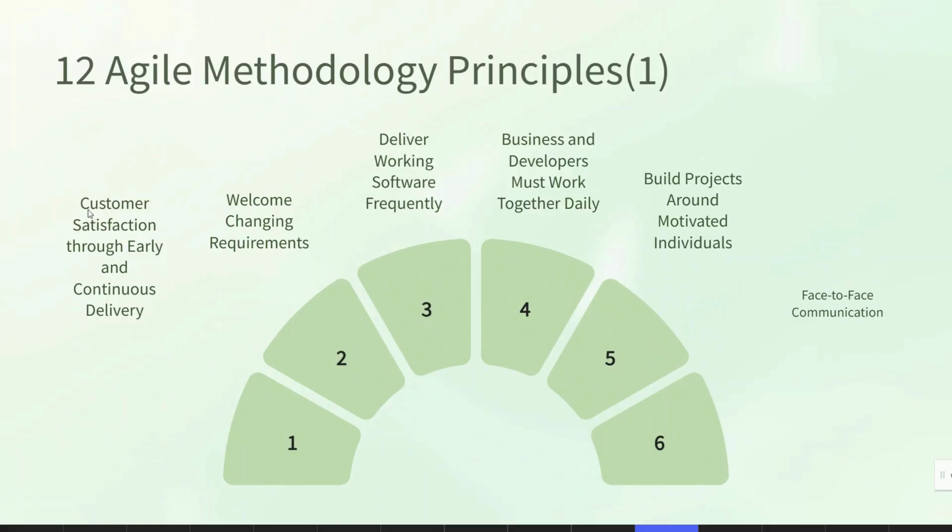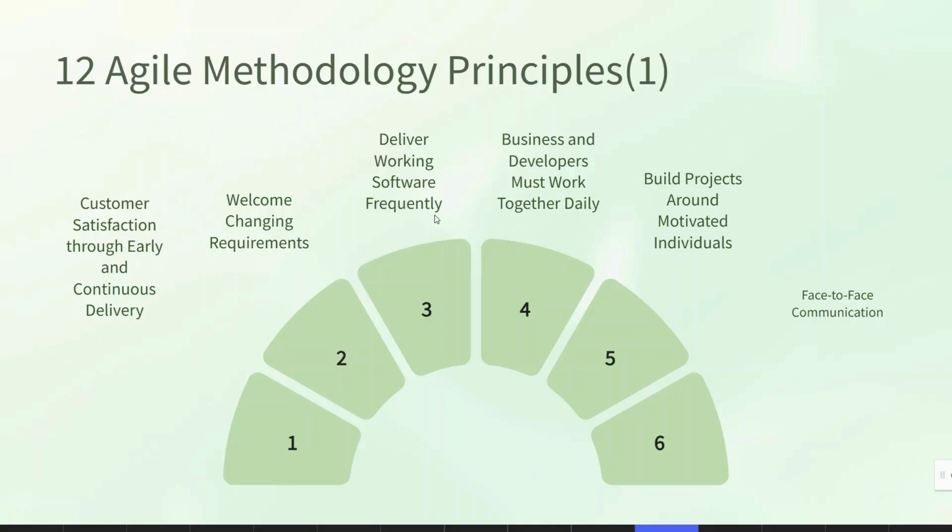So, number one, we have customer satisfaction through early and continuous delivery. Okay, so in agile, instead of waiting for the full project to finish, deliver small pieces of work early and often. So this keeps the customer happy because they can see progress and use parts of the product earlier. Okay, the second we have welcome changing requirements. So even if the product is already in progress, if the customer wants some changes, accept them. Agile is flexible and understands that needs can evolve.